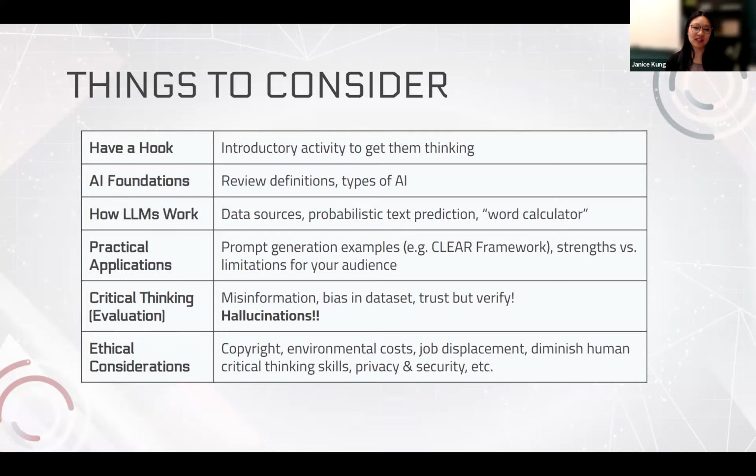The last piece I think is really important to talk about would be the ethical considerations, because there are issues with using generative AI tools such as ChatGPT, including copyright issues that are still not resolved in the courts, the environmental costs, and job displacement, privacy, data security from users, lots and lots of things you can talk about here.